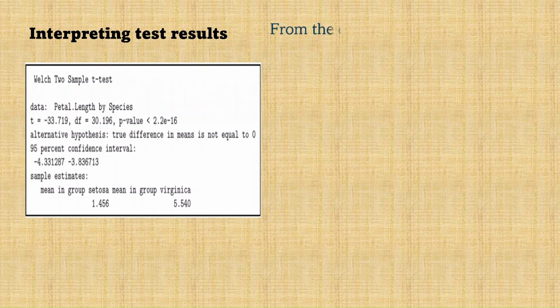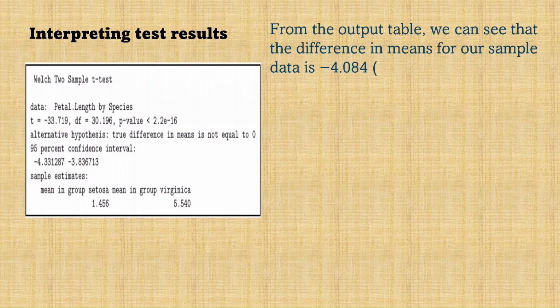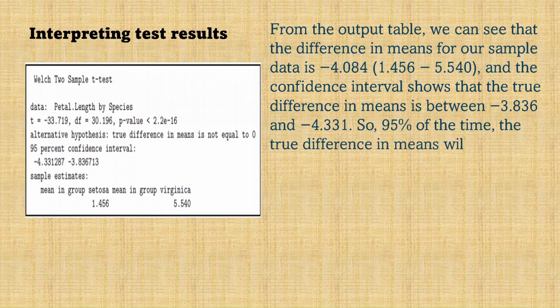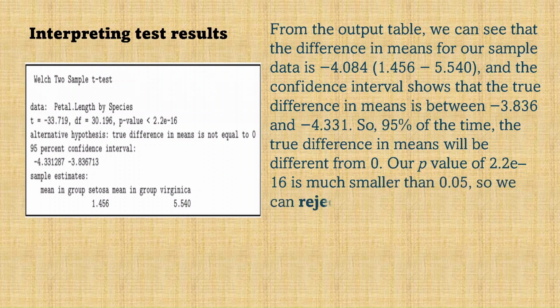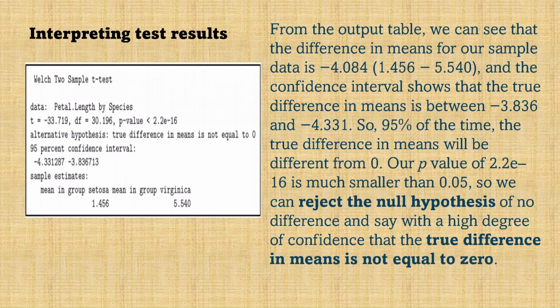From the output table, we can see that the difference in means for our sample data is negative 4.084 as a result of 1.456 minus 5.540, and the confidence interval shows that the true difference in means is between negative 3.836 and negative 4.331. So, 95% of the time, the true difference in means will be different from zero. Our p-value of 2.2e-16 is much smaller than 0.05, so we can reject the null hypothesis of no difference and say with a high degree of confidence that the true difference in means is not equal to zero.